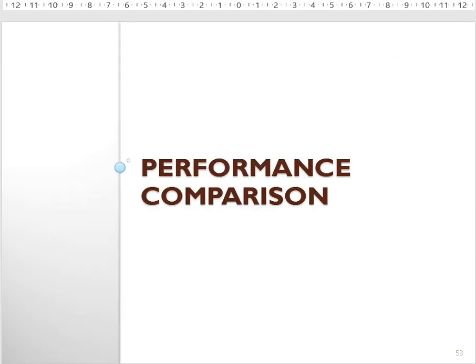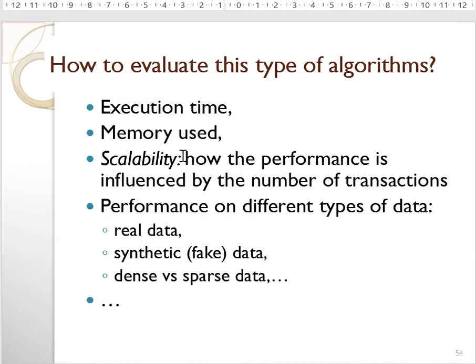Now I want to talk to you about the performance of Apriori. If we want to evaluate such an algorithm, we can think about a few things. How is the execution time? How much time does it take to find the solution? How much memory does it use? And how about the scalability? If we have a lot of data, will it be very fast or very slow? Also, we want to test the algorithm on different types of data: on real data, on fake data, on data with long transactions, with a few items, with many items, and so on.